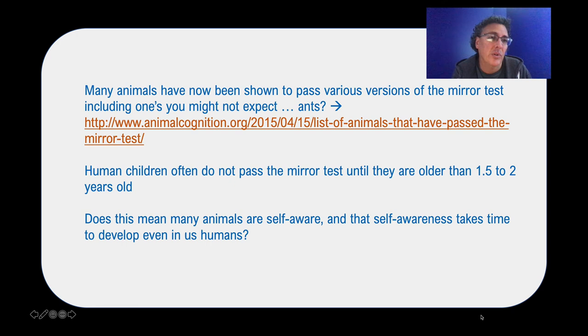At least some animals seem to have self-awareness. And so that started my mind going like, well, what's the difference then? Why can we do these things to humans?